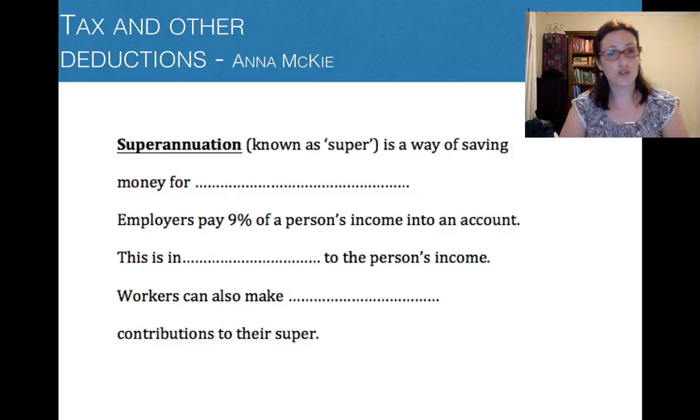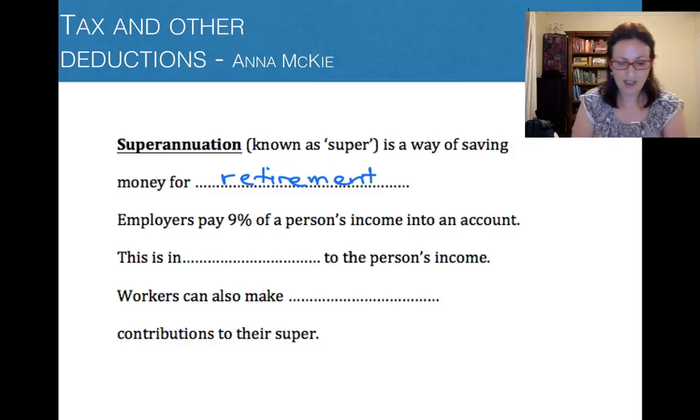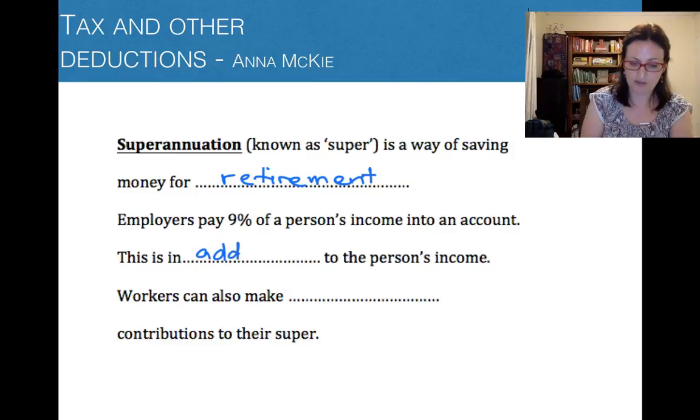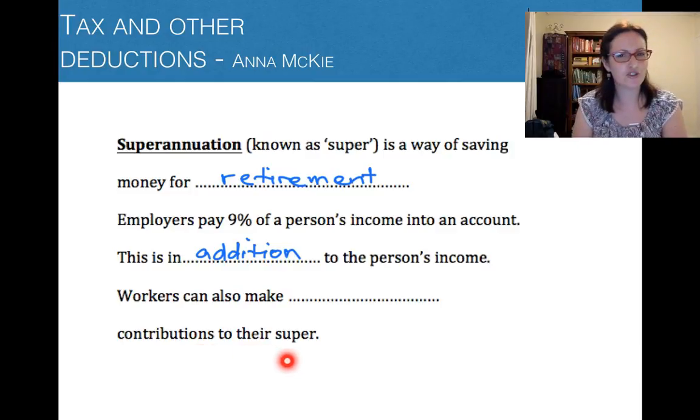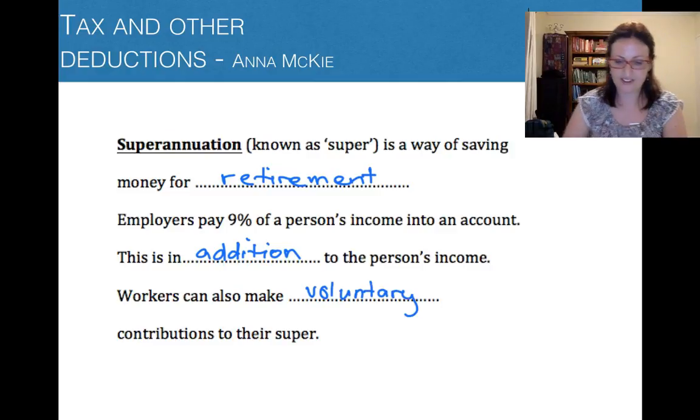Superannuation, known as super, is a way of saving money for what? You may have heard this, other people talk about it, retirement. So that when you're retired, that you've still got some income. Employers pay 9% of a person's income into an account. This is in what to the person's income? Addition, so on top of. Workers can also make what type of contributions to their super? Voluntary. So they can choose to add more money into that fund to save for retirement.